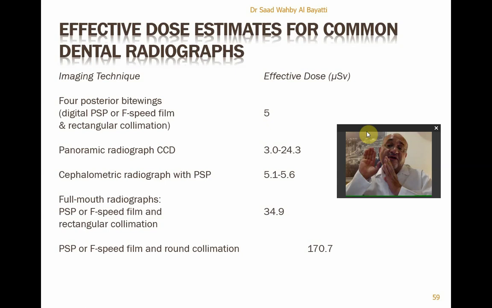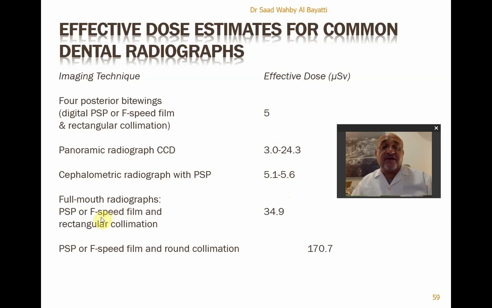Some panoramics you can get of half of the jaw, or only the TM joints, or only the anterior region, or you can go for bite wings, upper and lower are the same. So it depends on what you want, but the maximum you can go for is around 30. Even some machines can go to 30 microsieverts. Ceph, one ceph is 5.1 to 5.6.